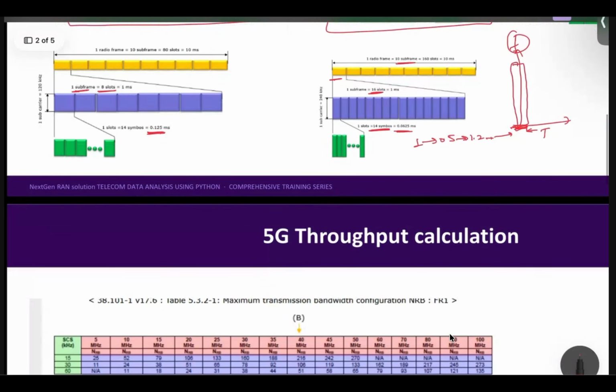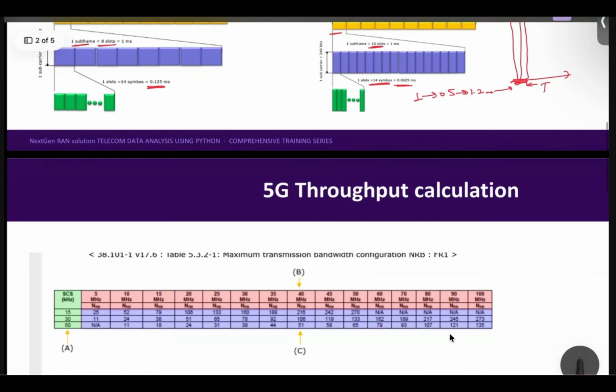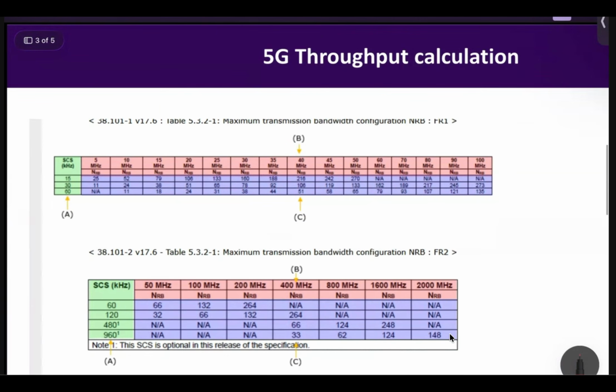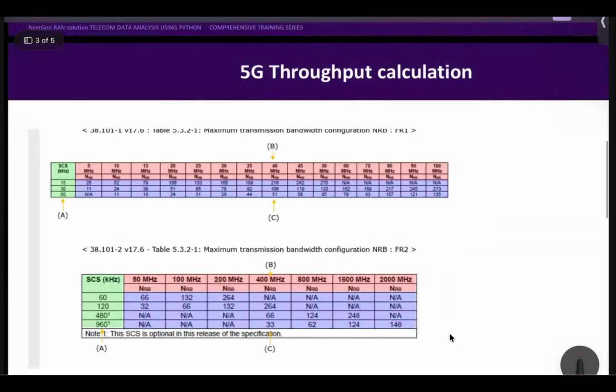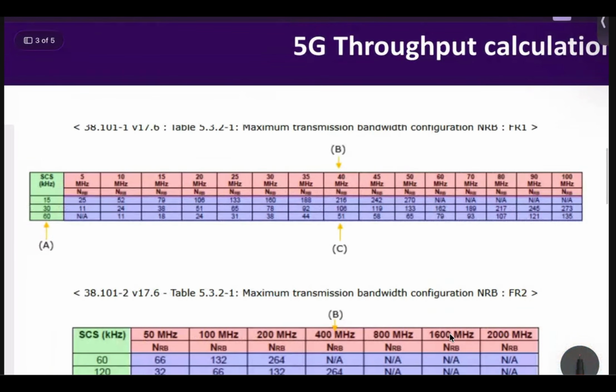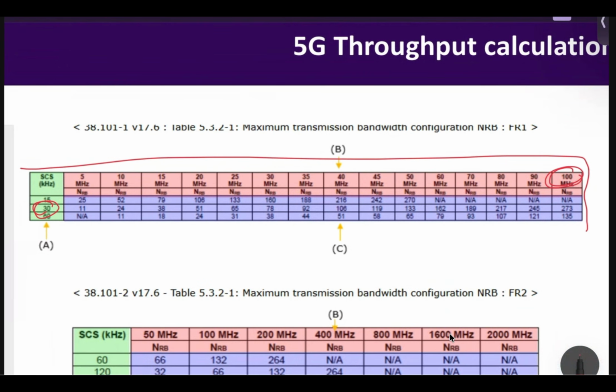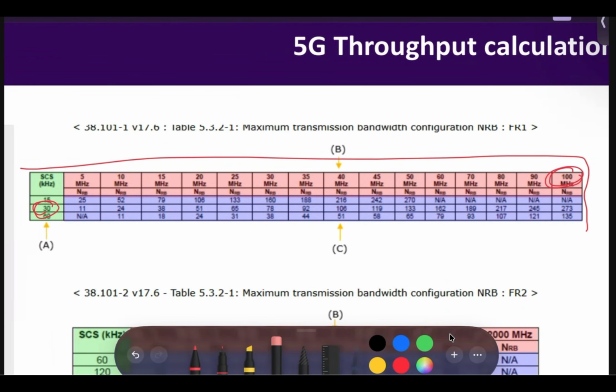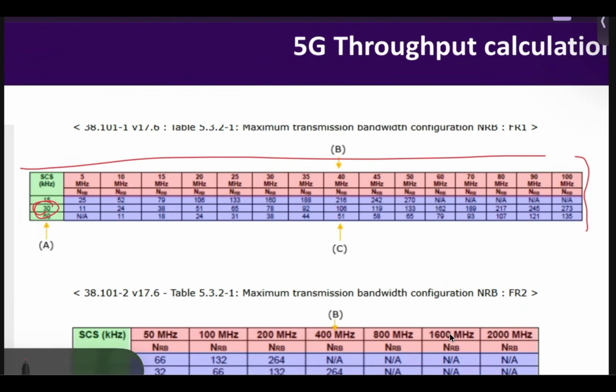Let's check one more thing: how your number of RBs behaves based on your subcarrier selection and the bandwidth you are using. This is the table from the 3GPP. Let's suppose you are using 30 kilohertz of subcarrier spacing, and your bandwidth is 100 megahertz. Then your RB count is equal to 273.